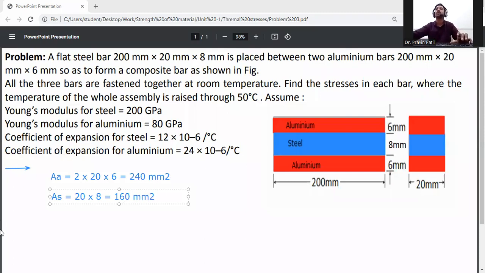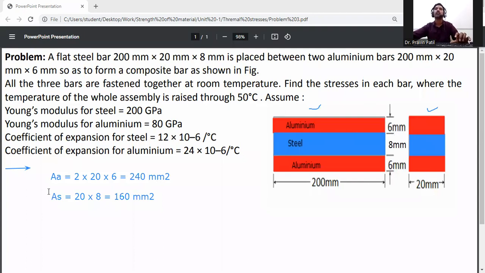This one is the linear length, and this one is the cross-sectional area, the lateral one. The cross-sectional area of aluminum is 20 into 6, and since there are two aluminum bars, it is multiplied by 2. The steel bar, the blue one, is 20 into 8, where the thickness is 8 mm, so 20 into 8 will be 160 mm square.